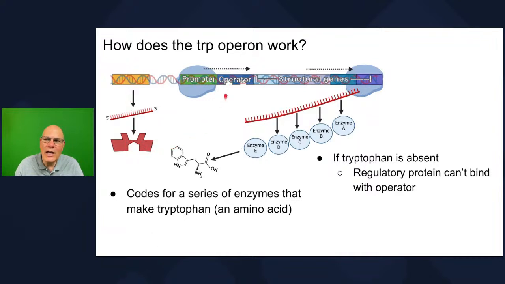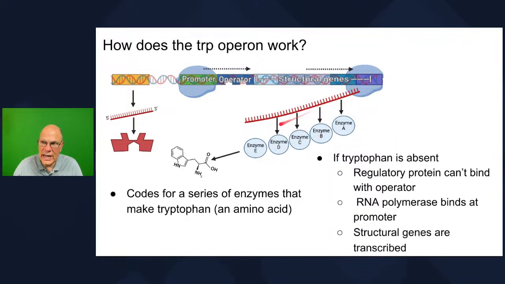It can't bind with the operator. The operator is a series of DNA nucleotides. That means it has a specific kind of shape, and proteins can bind with that shape. There are many proteins that bind with DNA, but the default form of this repressor is that it can't bind. What that means is that RNA polymerase will bind to the promoter, and it'll just go down the length of the rest of the operon, and it will transcribe the structural genes. And that's what we see happening over here. So this is what happens when there's no tryptophan in the environment, and E. coli needs tryptophan.